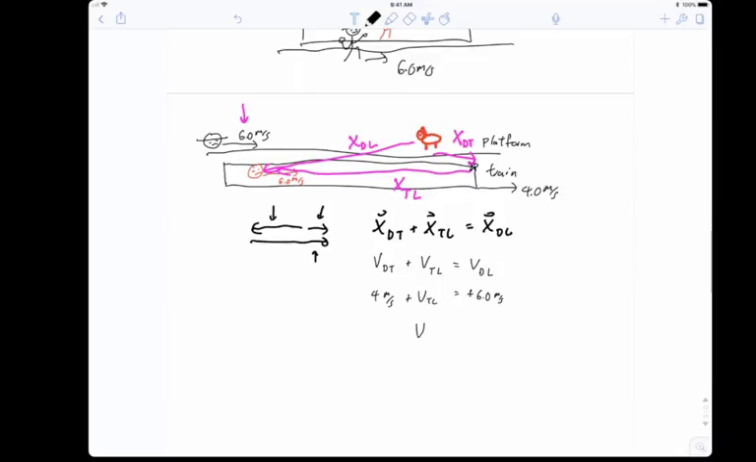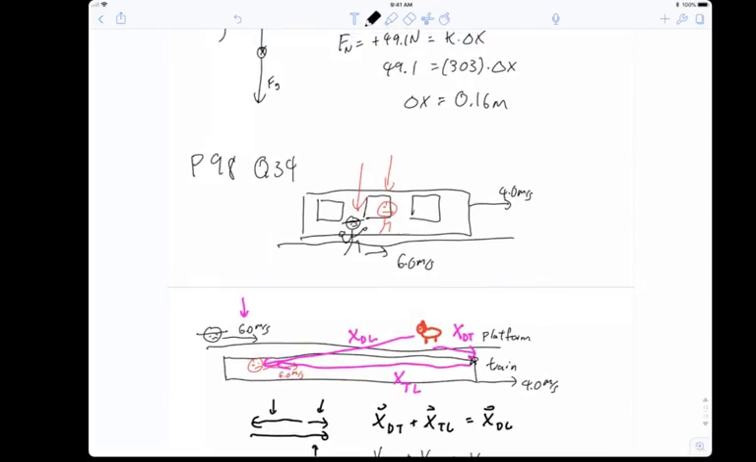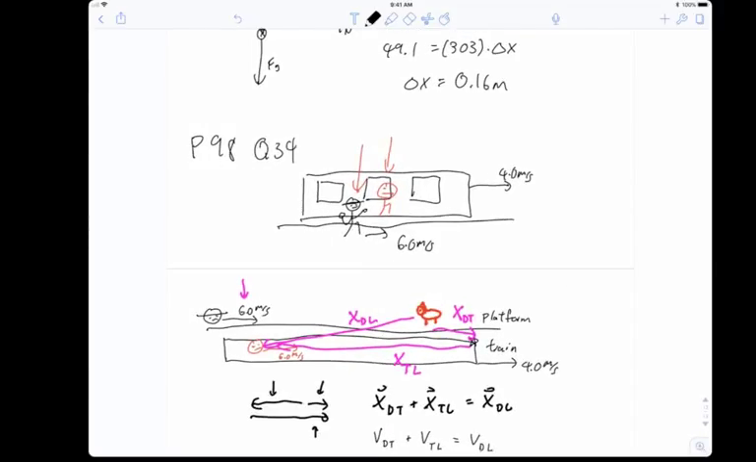So the velocity of the lady relative to the train is 6 minus 4, which is plus 2.0 meters per second, which makes a lot of sense. The train is moving forward at 4 meters per second. We want the lady to move forward at 6 meters per second, so the lady inside the train has to move forward at 2 meters per second.